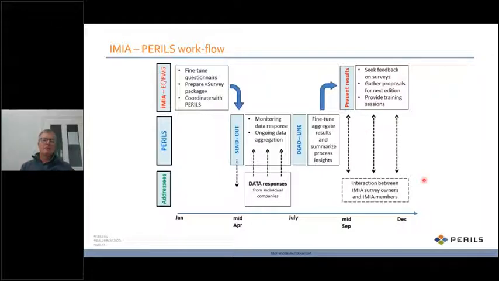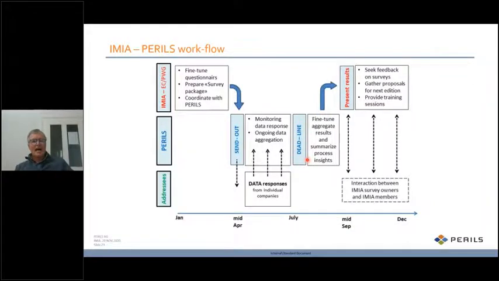So, keeping in mind from this slide, on the one side is the strict split between certain tasks and certain responsibilities between IMIA and Perils. And for us at Perils, it is very important to bear in mind the two important milestones throughout the year: sending out the service by mid-April and expecting the last backflow of data responses by beginning of July.